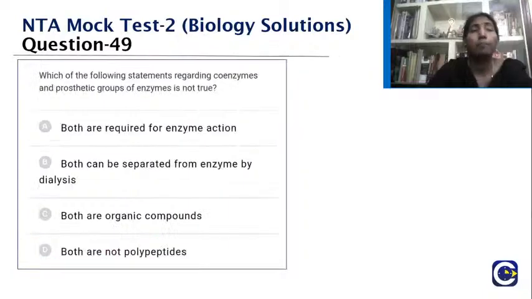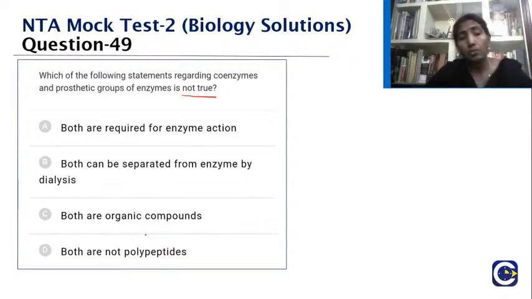Very good. Which of the following statements regarding coenzymes and prosthetic group of enzymes is not true? So now listen to the statement. They are saying which is not true. So they are asking about the coenzyme and the prosthetic group of enzymes. Both are required for enzyme action. Both can be separated from enzyme by dialysis. Both are organic compounds. Both are not polypeptides.